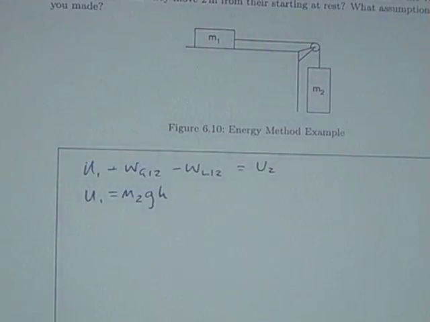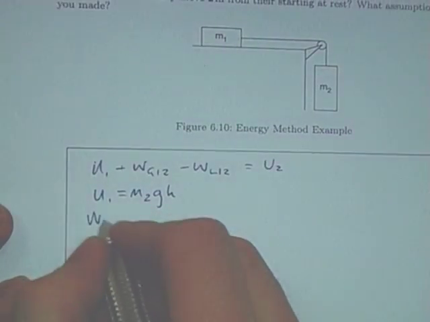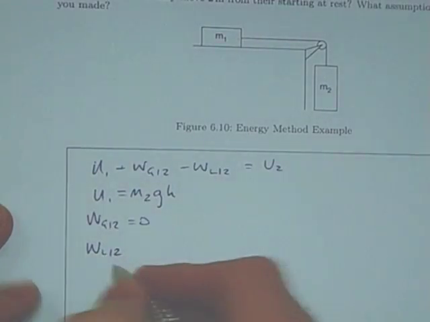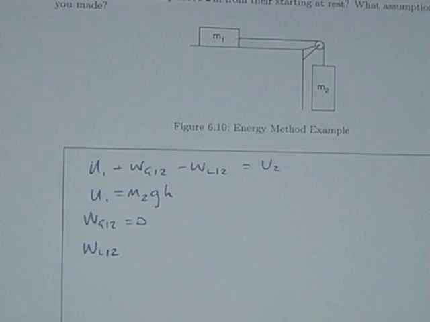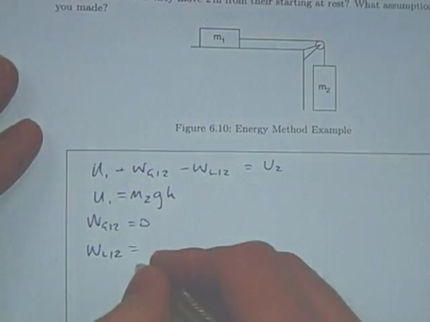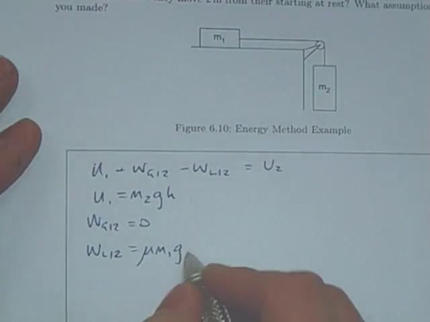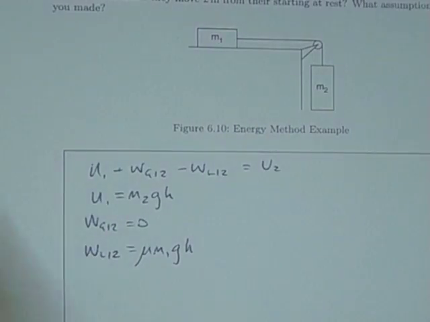What's the work gained as the system progresses? Are there any forces acting on the system external to what's currently there? No. Friction is work lost. Work gained between 1 and 2 is 0. The work lost goes into heating up the surface with friction, and the work done due to friction is mu times m1, because it's the friction of this block, times g times h, the distance that it moves.